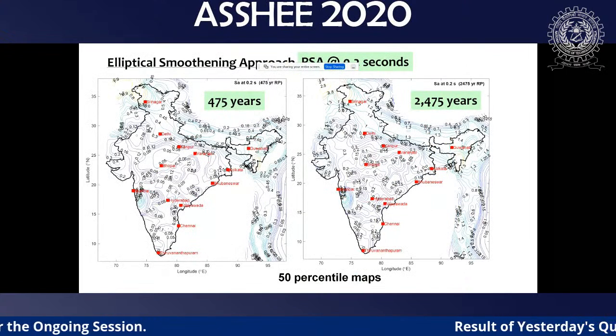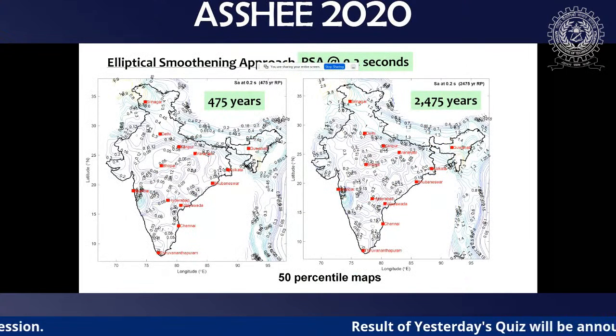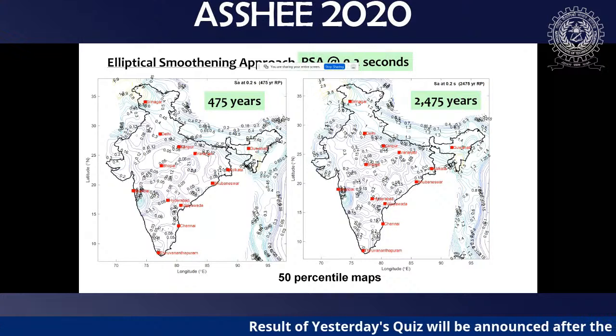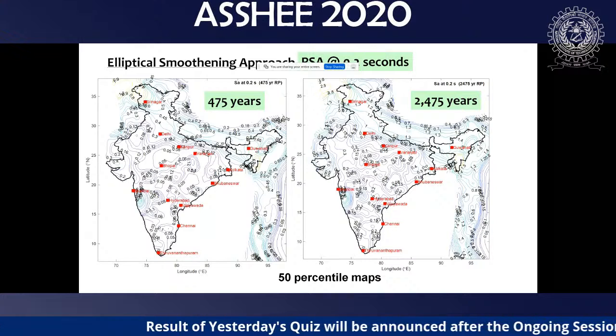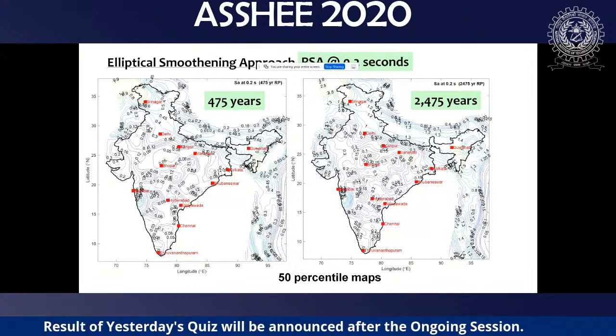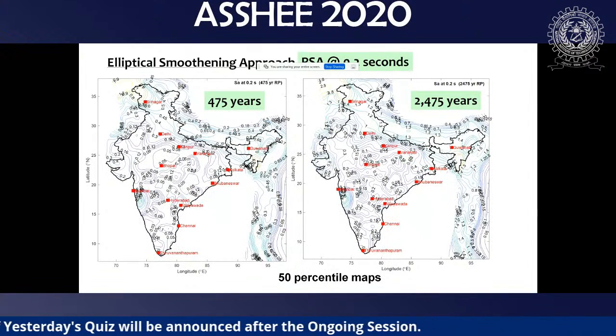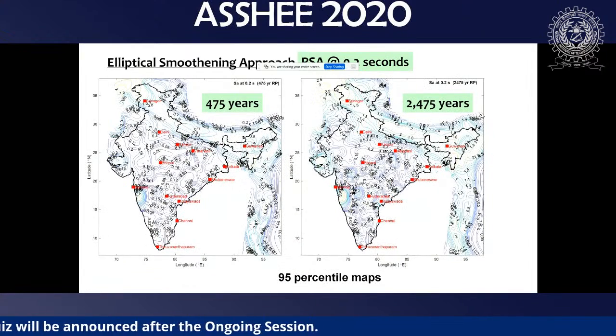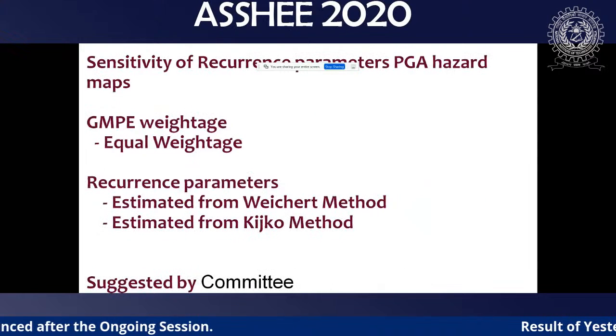Now this is for 0.2 second, that is a short period coefficient. So similarly 475 to 475. Here also we have 50 percentile, we have 84 percentile, and then we also have this 95 percentile also. So this is for a variety of return periods I'm showing.